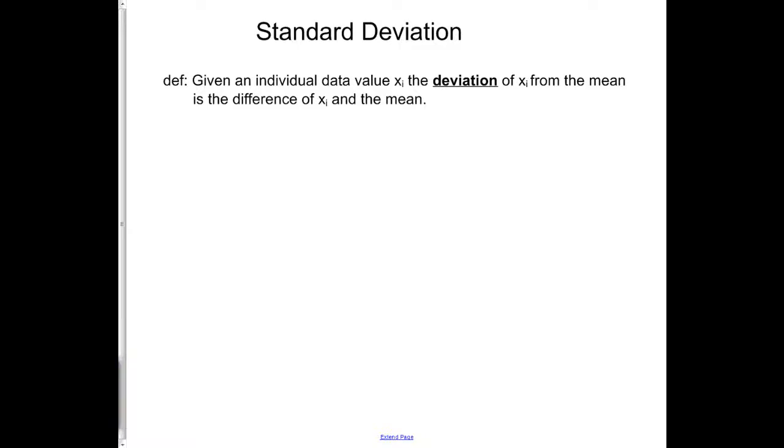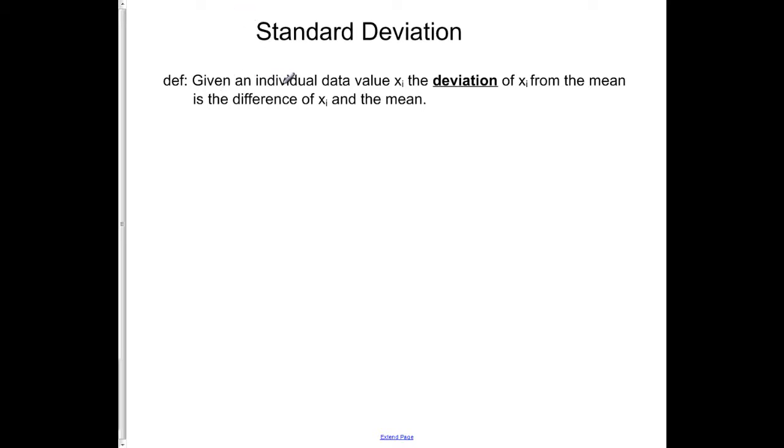Okay, so today we are going to look at measures of variation. And the first measure of variation that I want to take a look at is the standard deviation, okay? Now, in order to define the standard deviation, the first thing I want to do is define what a deviation is. And here I have the definition of a deviation.